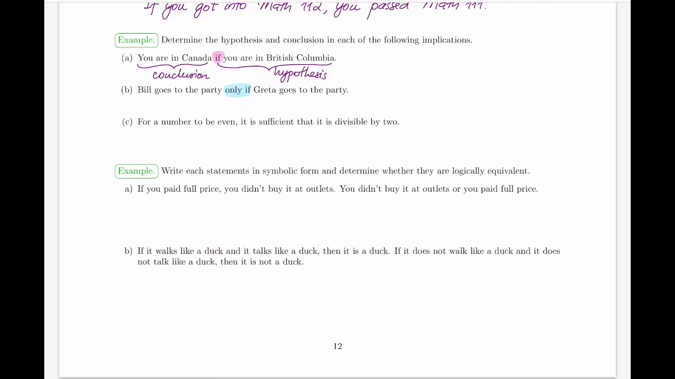Is it necessary for Greta to go to the party for Bill to be there, or is it sufficient for Greta to go to the party for Bill to be there? Think about that.